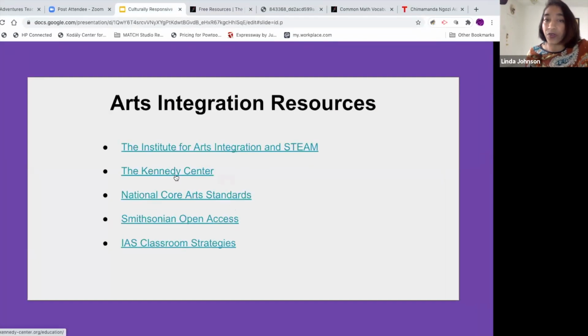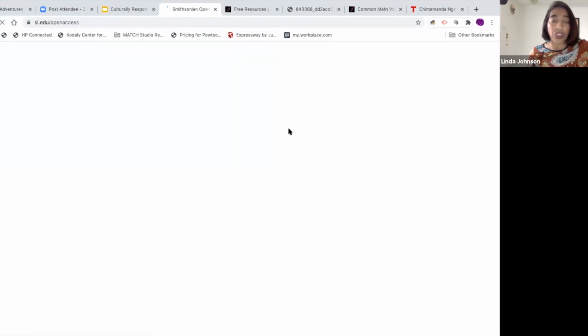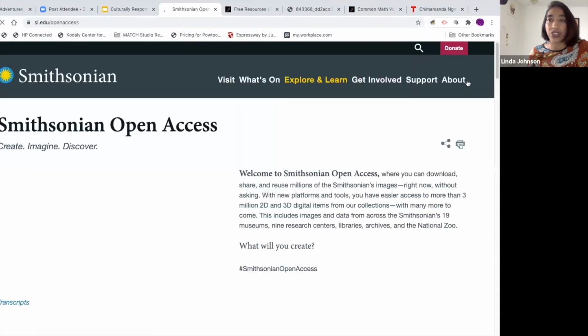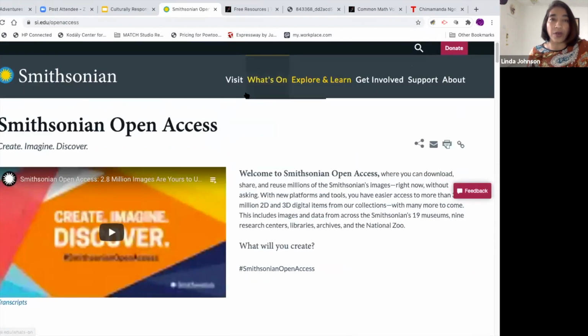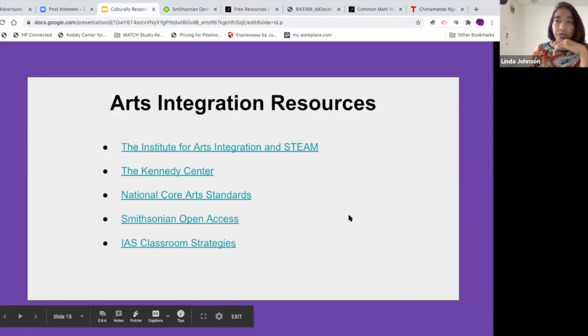The Kennedy Center for the Arts, and then also the National Core Art Standards. And then I just did the Smithsonian Open Access, but actually the Smithsonian has so many things. This is where you can use some of their pictures and artwork, and they have Folkways, where you can access music. Just Google Smithsonian. There are so many free resources that you can use to help you pull things together.